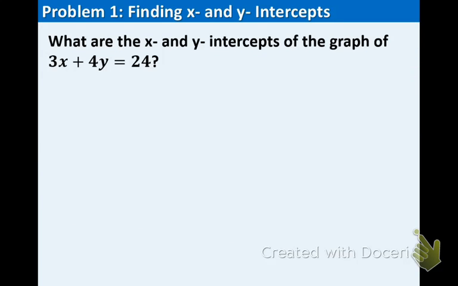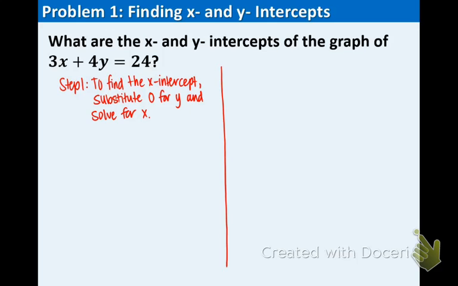In example 1, we are finding the intercepts of the equation 3x plus 4y equals 24. First step is to find the x-intercept, and the way that we're going to do that is substitute 0 for y and solve for x. So we have 3x plus 4 times 0 equals 24. Remember, when we multiply by 0, that's just canceling out that number.